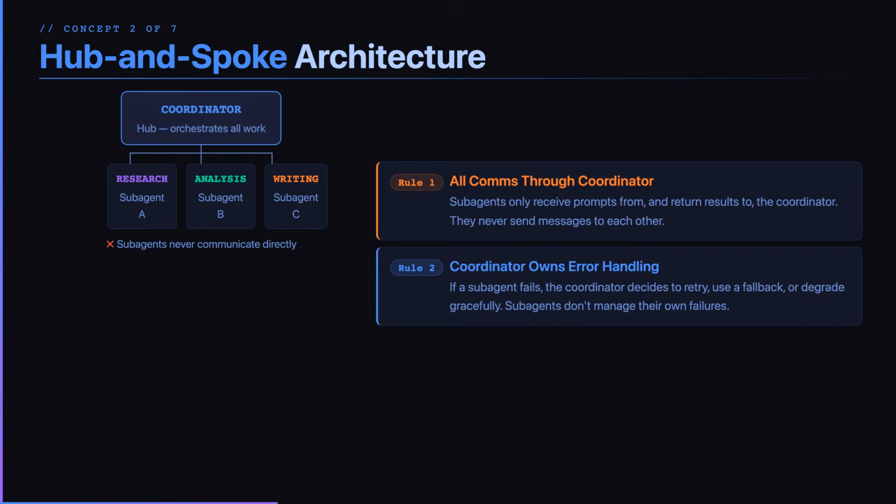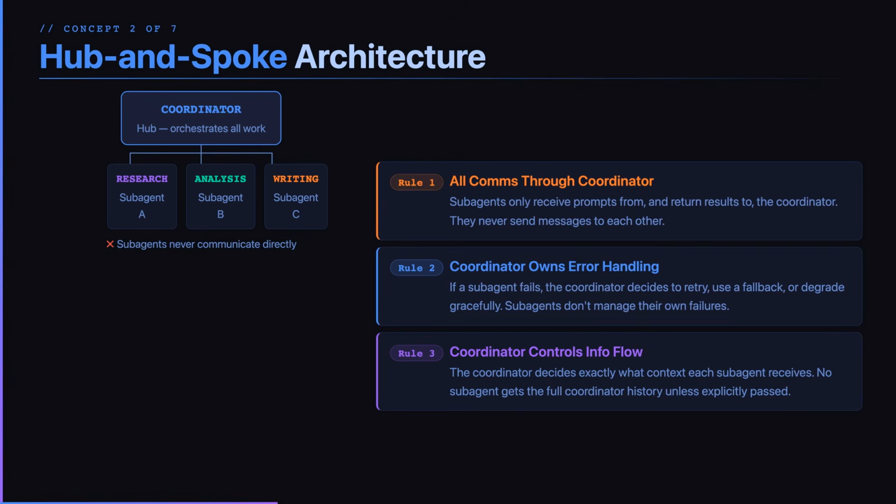Rule 2. The coordinator owns error handling. If a subagent fails, the coordinator decides whether to retry, use a fallback, or degrade gracefully. Rule 3. The coordinator controls information flow. It decides exactly what context each subagent receives. No subagent gets the full coordinator history unless explicitly passed.